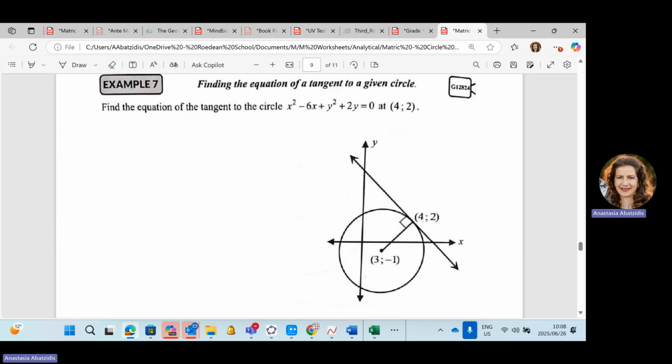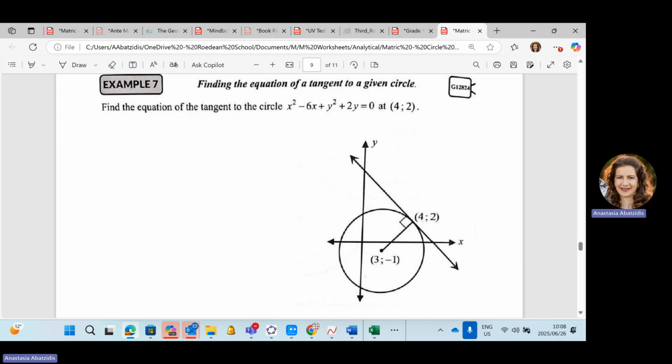Next, now we're going to find the equation of the tangent to the circle. So this is where the gradients come in. Okay. So find the equation of the tangent to the circle x squared minus 6x plus y squared plus 2y minus 0 equals 4. So I want the equation of this straight line. Okay. Where does this center 3, -1 come from?